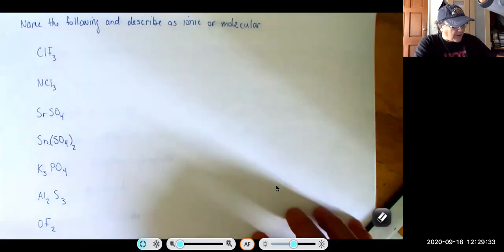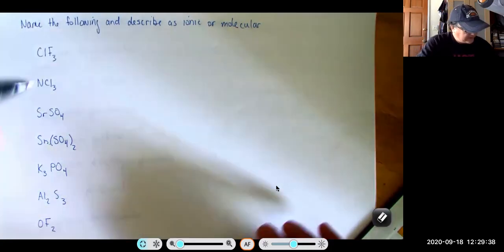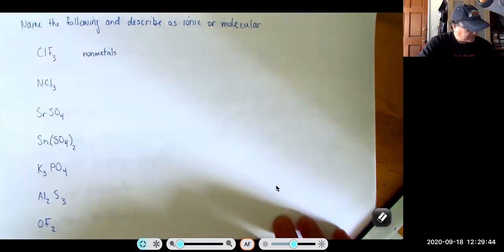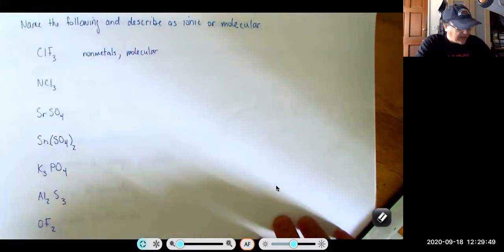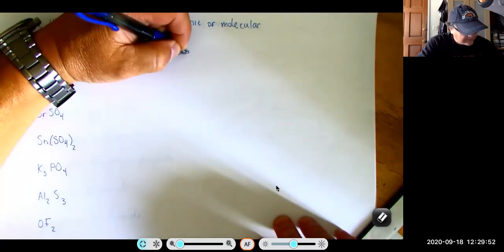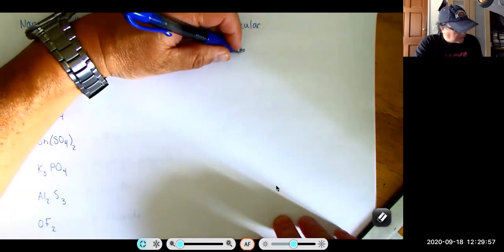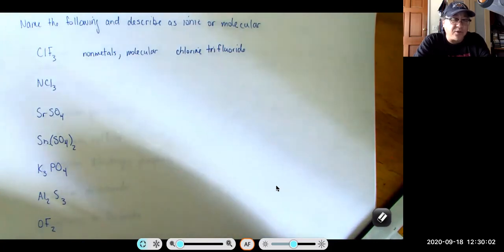So name the following and describe as ionic or molecular. Here's how I tackle these. These are nonmetals. Therefore, it's molecular. So I'm going to use the molecular name, which is chlorine trifluoride. The first element is named like the element. You only use a prefix if there's more than one. The second element is named with an -ide ending, and then you add a prefix, always.